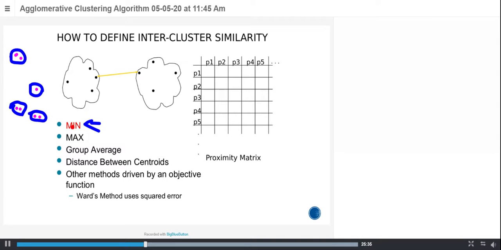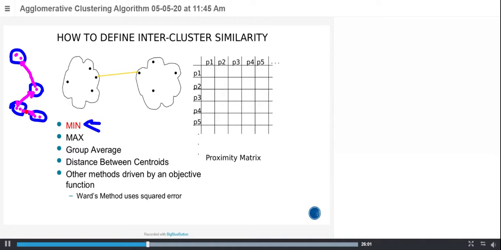I want to calculate a distance. Now I want to merge any two clusters. I want to calculate the distance between this point and this point, and between this point and this point. Like that, I want to calculate the distance between the closest points of two different clusters.